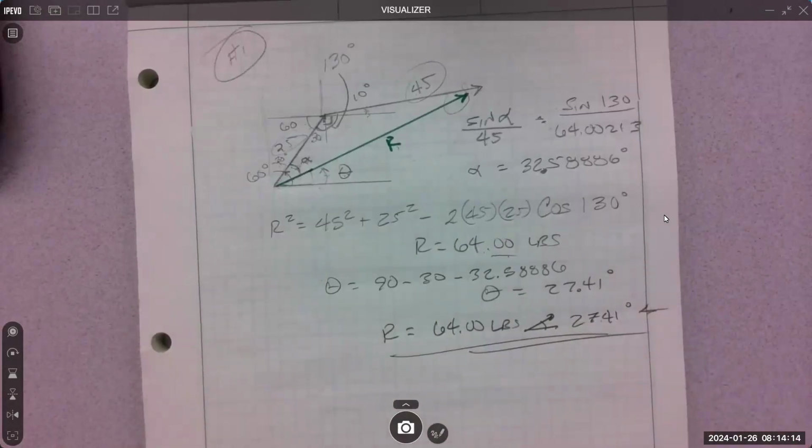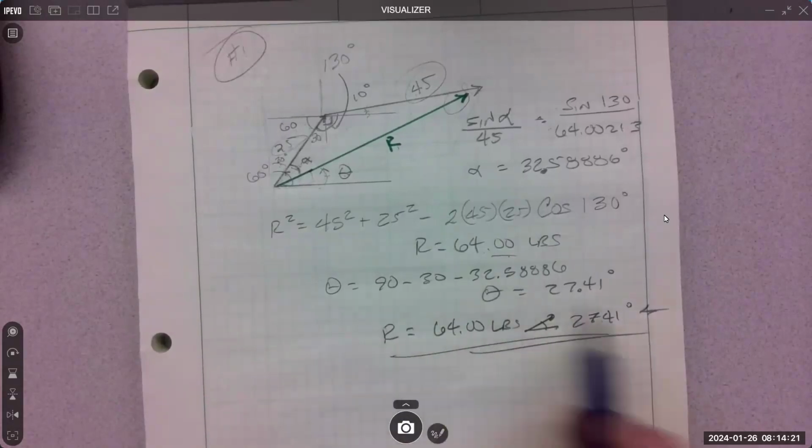Do you do R of A or just? No, it's just the resultant of these two. And so this is okay notation.